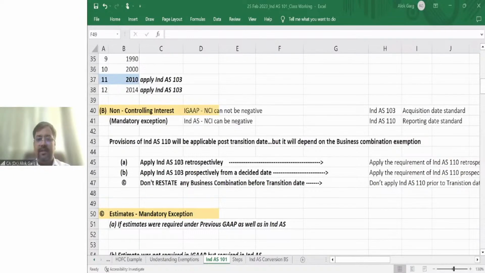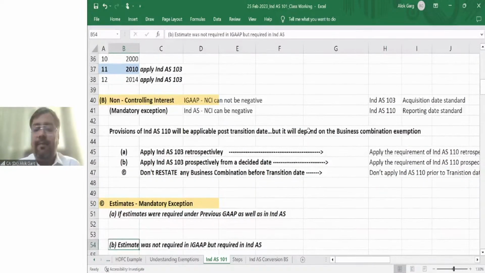Now let's discuss the next exemption. I hope this is clear to all of you. Now let's discuss the next mandatory exception. So Ind AS 106 was an optional exemption. NCI was a mandatory exception. Now we are discussing the third mandatory exception, which is on the estimate, and which is very, very, very important, right? And what is meant by estimate, right?